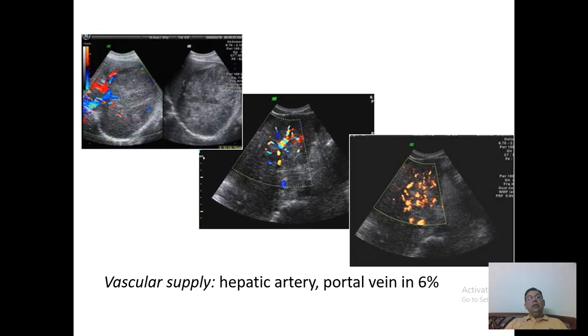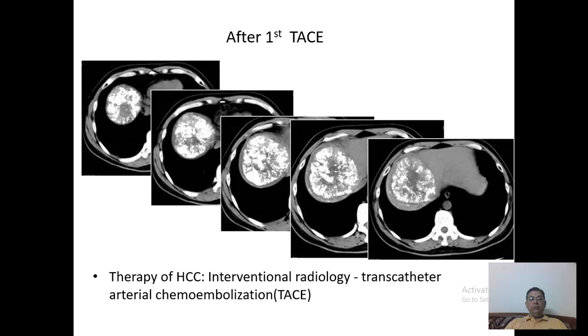अल्ट्रासाउंड पे हम क्या देखते हैं, अल्ट्रासाउंड पे देखते हैं कि वास्कुलर सप्लाई कैसी है. हमें पता है कि मोर कॉमन वास्कुलर सप्लाई क्या है ट्यूमर की, दैट इज़ हेपेटिक आर्टरी. But in 6% of cases, portal vein can also be the main supply of hepatocellular carcinoma.